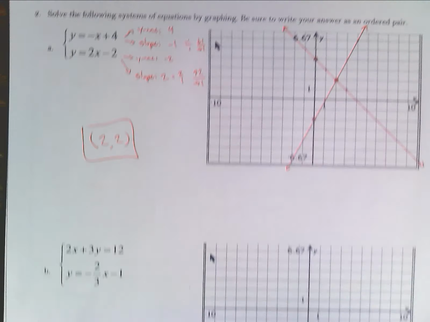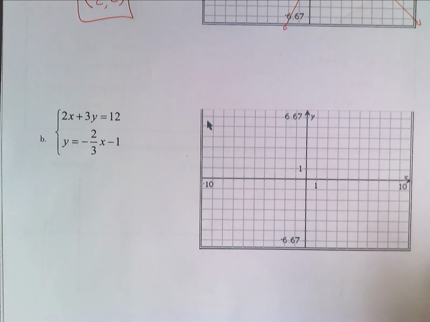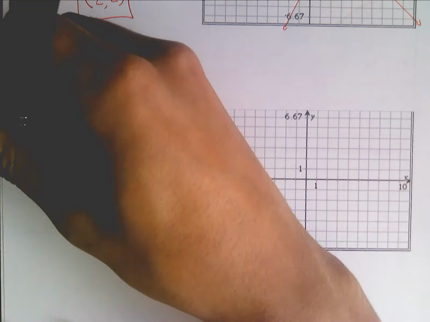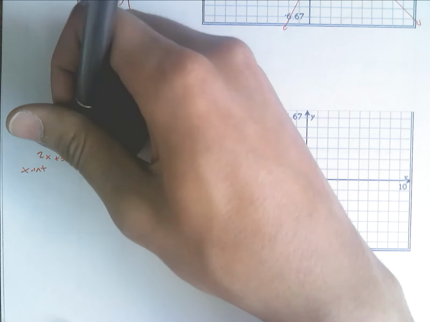All right, let's move on to another one. Here we've got 2x plus 3y equals 12 and y equals negative 2/3 x minus 1. So you might notice this first one is in standard form. In order to graph an equation in standard form, the easiest way to do that is to find the x and y intercepts. So to find the x-intercept, and let's go ahead and write this for 2x plus 3y equals 12.